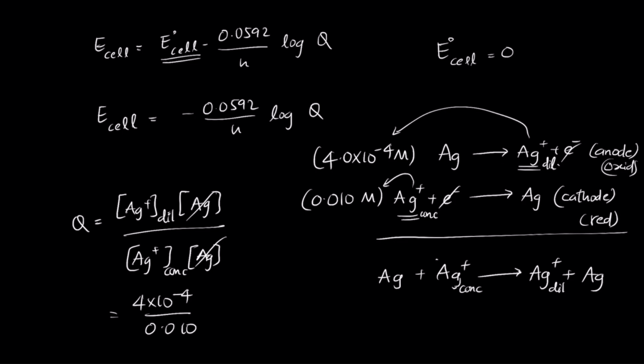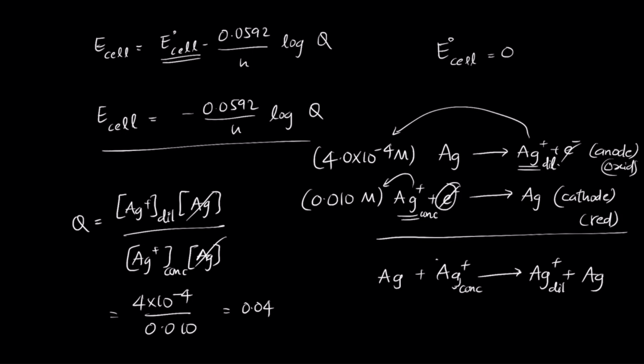So 4 times 10 to the power negative 4 divided by 0.010. So that gives you a value of 0.04. So that's the Q value. Now substitute that value into the cell potential.